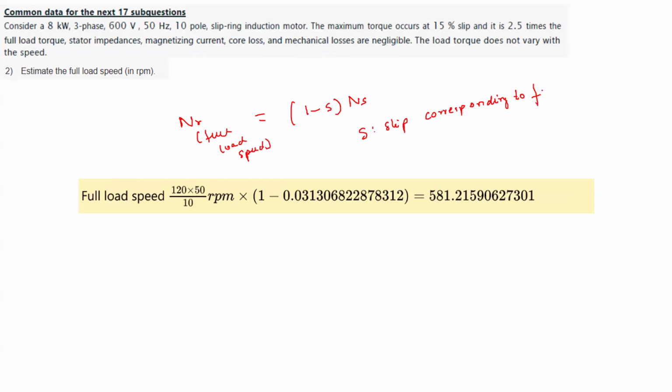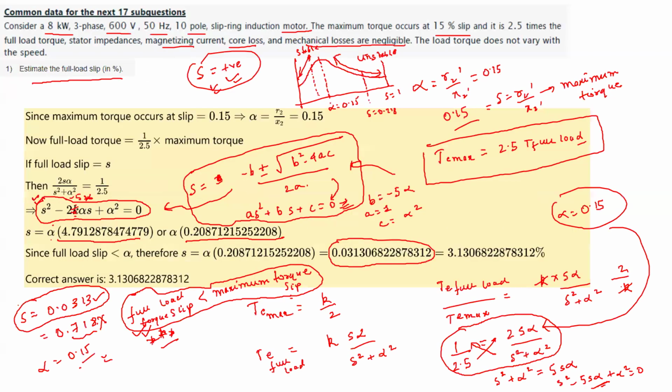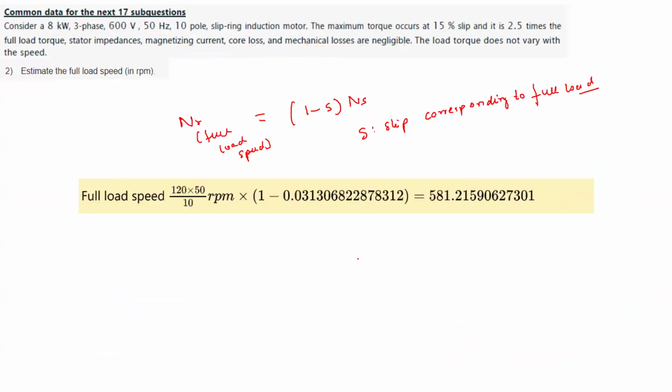Now, we have already obtained the slip corresponding to full load. You have to remember that when you are entering the answer in percentage, you have to multiply this by 100. Then you answer in percentage as 3.13%. But when you are using it in the formulas, you have to use it in this fraction form only. So this is 0.0313. So here you put 1 minus 0.0313 into ns.